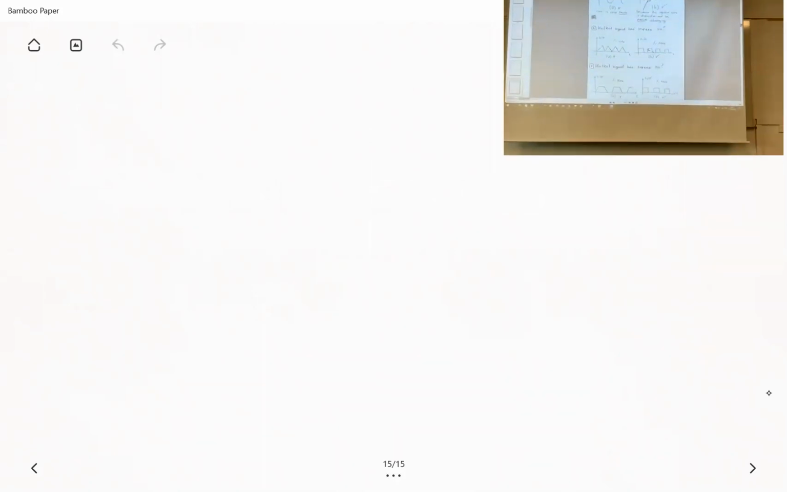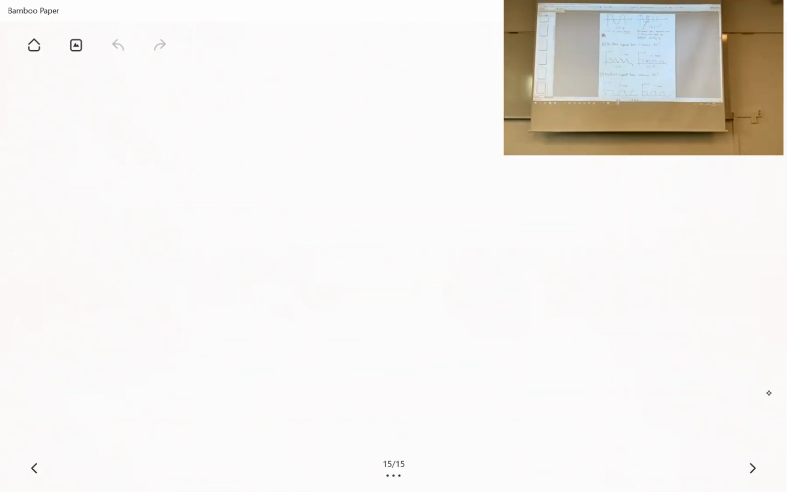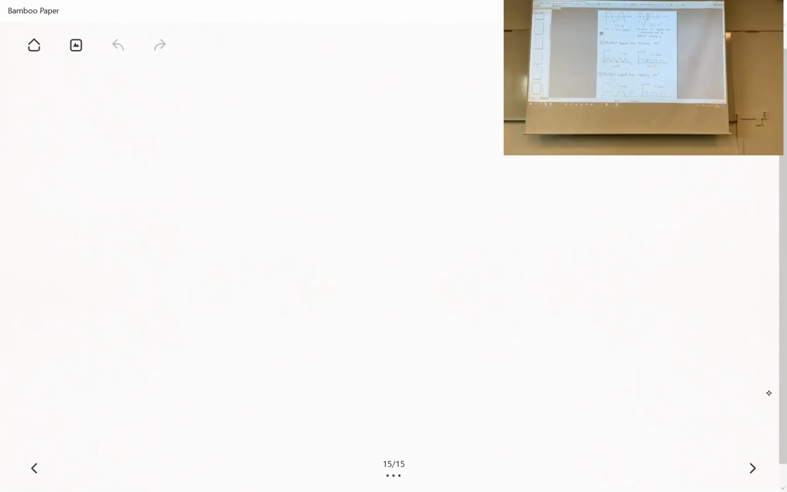So then the next one, which is still the same: a trapezoidal signal and a square wave. So, exercise 6.